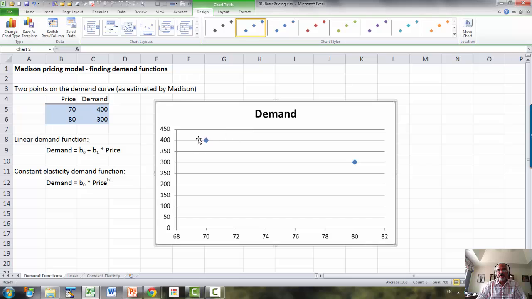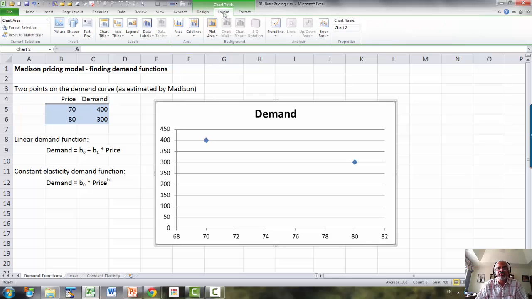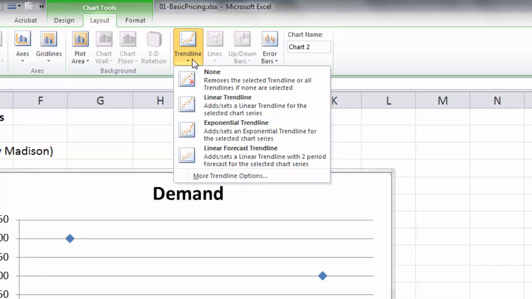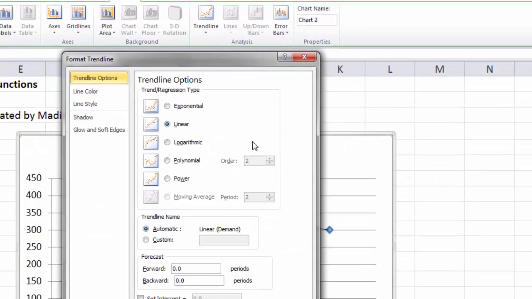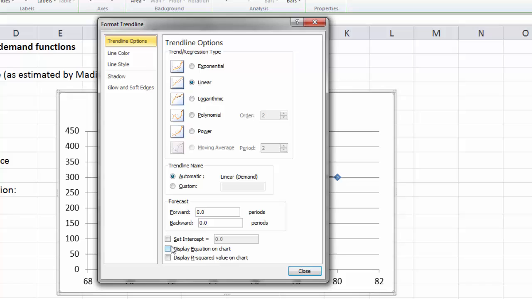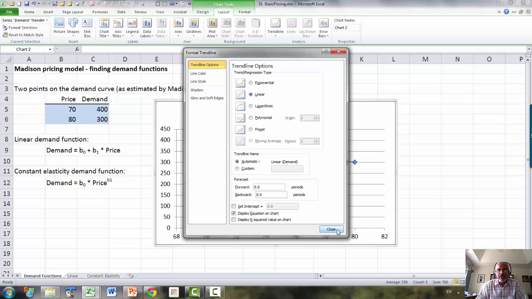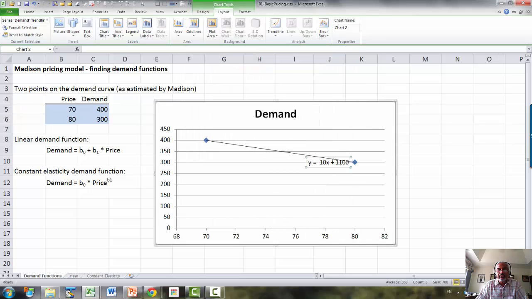Now we want to fit a linear demand line, and there are many different ways in which we can get this. One way is to go to layout and fit a trend line through those 2 points. I want to select more trend options, and that way I can also generate the function, the B sub 0 and B sub 1 values. Here we want to select linear, and here we'll select display equation on chart. That way the equation is displayed.